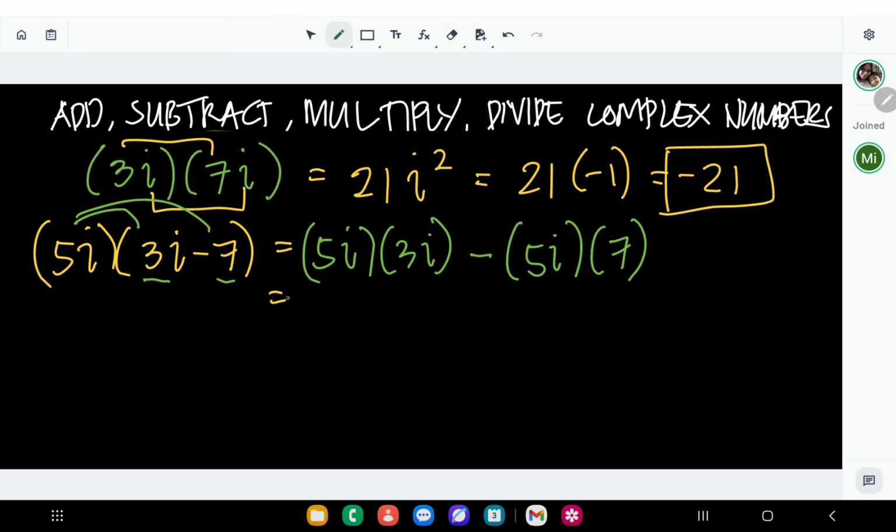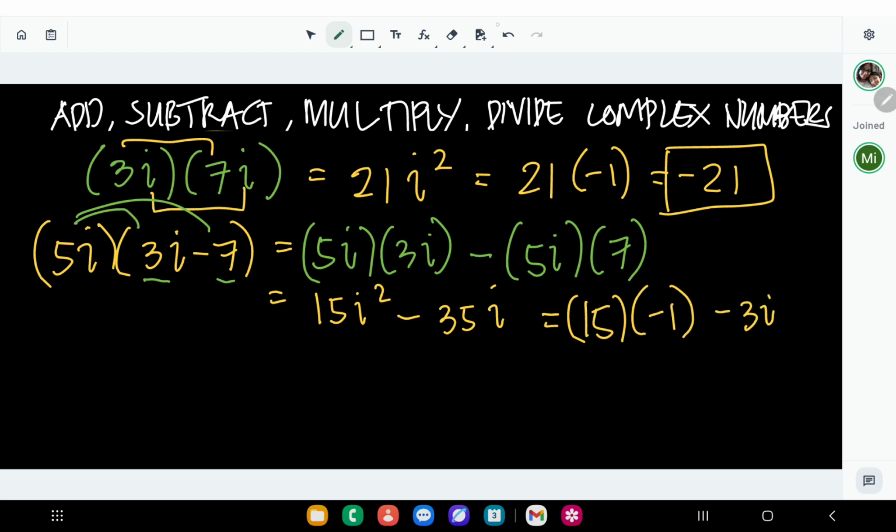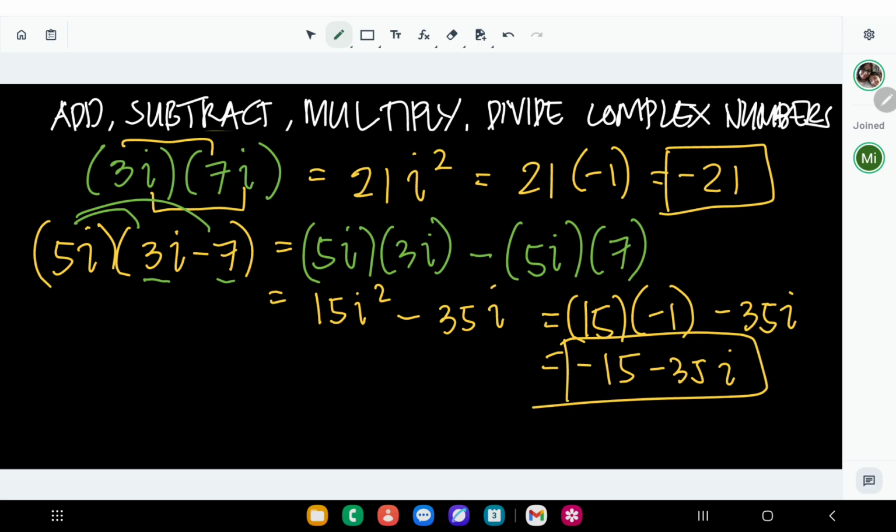Then we simplify. 5i times 3i is 15i squared, right? Then 5i times 7 is 35i. Then we simplify. 15 times i squared, which is -1, minus 35i. So this is -15 minus 35i. So this is our final answer.